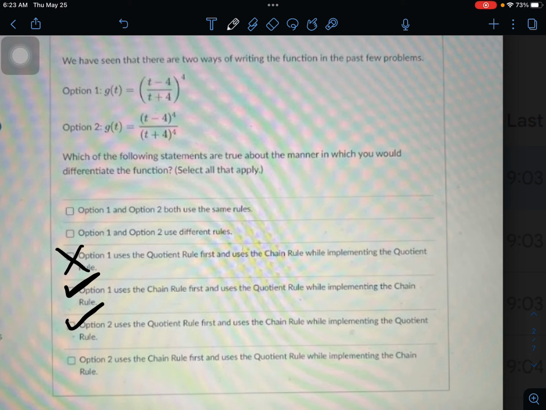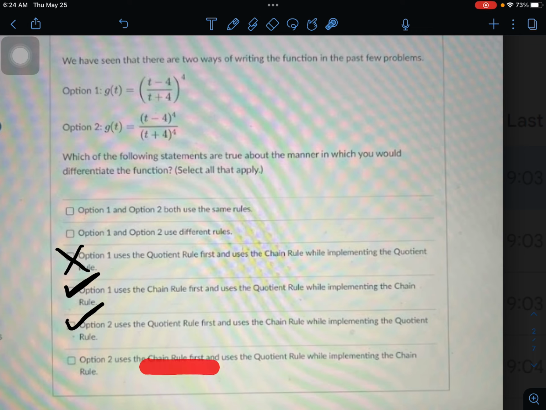And it says here, option 2 uses the chain rule first and uses the quotient rule while implementing the chain rule. Oh, I see. Okay. This last one, I could use the chain rule first. I could use the chain rule on the top. I could bring the 4 out to the front, take the derivative of the outside, times the derivative of the inside. And then I could also do the chain rule on the bottom. That's an option. Yeah, I could do the chain rule first.